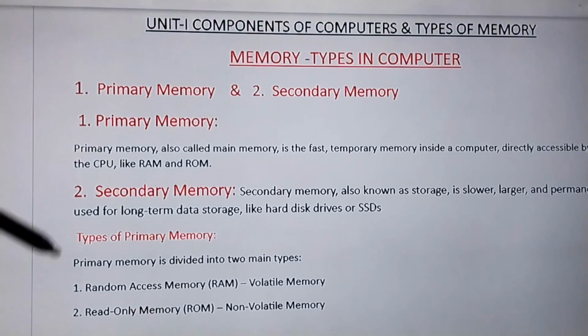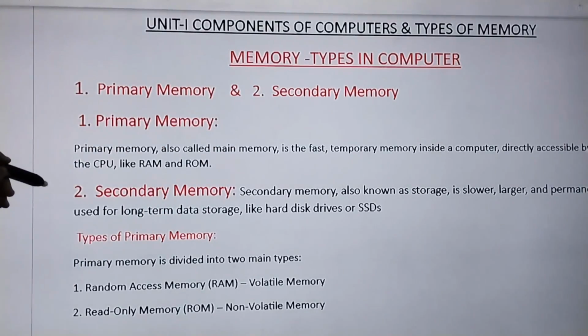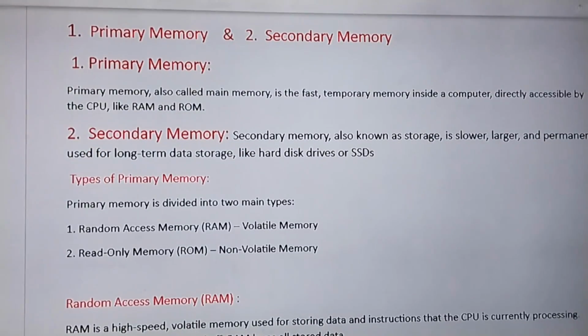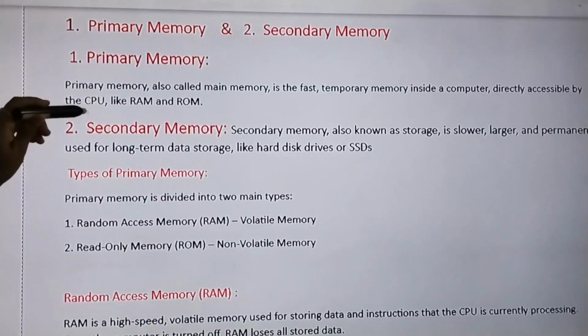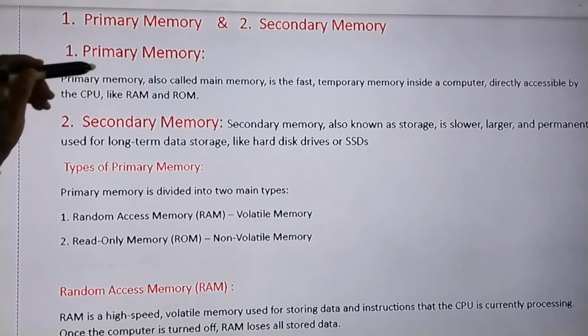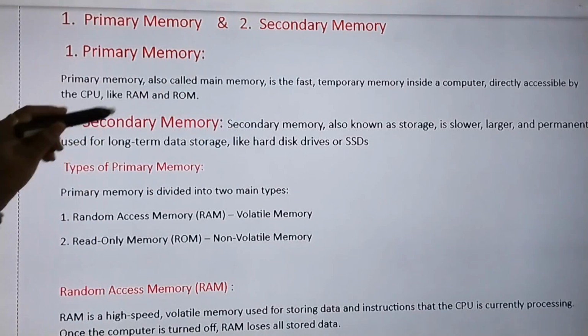What is primary memory? It is also called main memory. It is fast, temporary as well as permanent, and it resides closer to the CPU. So it is directly accessible by the CPU. RAM and ROM are the two types of primary memory. The main feature of primary memory is that it resides closer to the CPU. That's why it is fast.